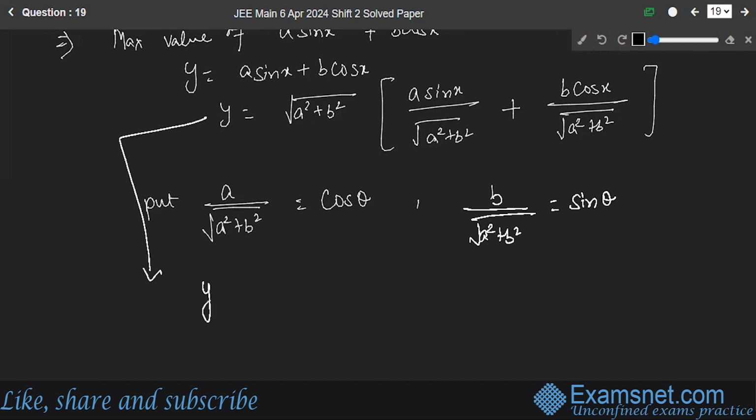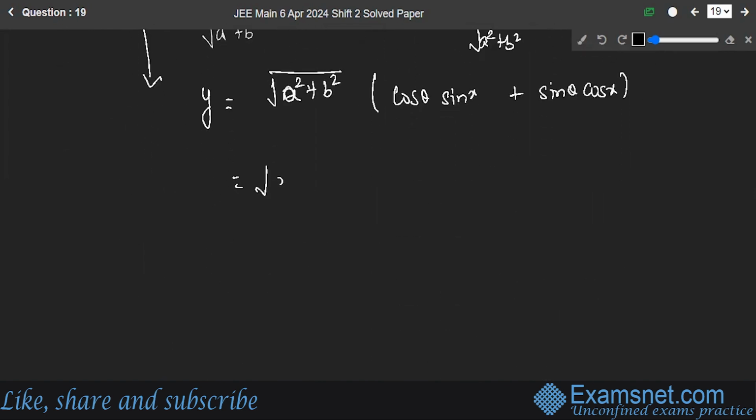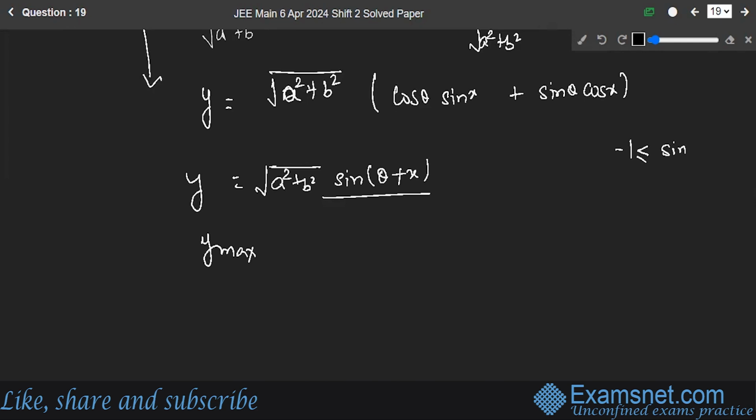So now this y will become root of a square plus b square into cos theta sin x plus sin theta cos x, right? And this is the value for sin of x plus theta. This is the y. Now y will have the maximum value. See, sine of any angle, like say sine of x or any angle, lies between minus 1 and 1. So the maximum value it can have is 1. So the y maximum will be given by root of a square plus b square.